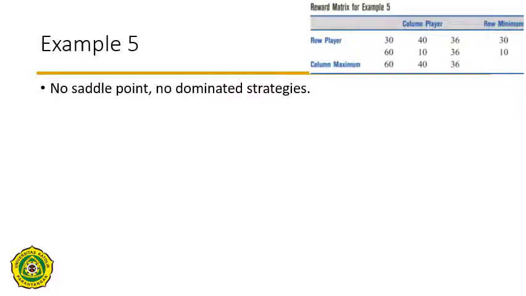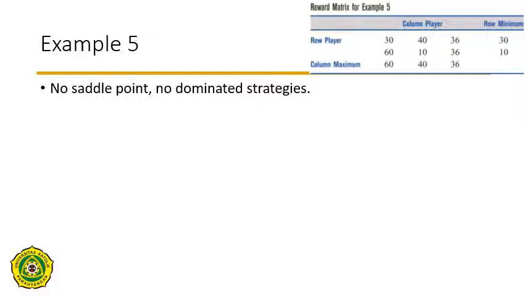Given the reward matrix for this game in this example, you see that this game has no saddle point. It means that the optimal strategies are not pure strategies, but randomized strategies. And also you see that we have no dominated strategies, so we do not have rows or columns that we can eliminate.